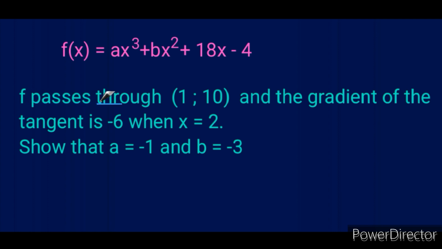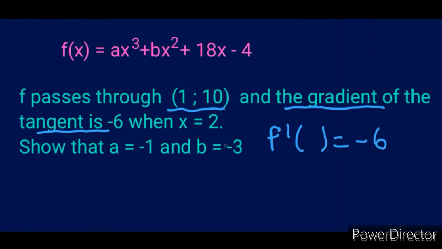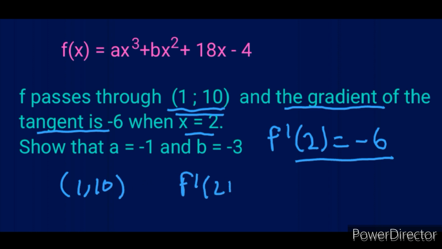So we're told that f passes through this point, and the gradient of the tangent, which is the first derivative, is -6. So the value of the first derivative is -6 when x is equal to 2, meaning the gradient of the tangent at x = 2 is -6. So we've got this information, and we also have this information. With these two pieces of information, we can begin to solve.